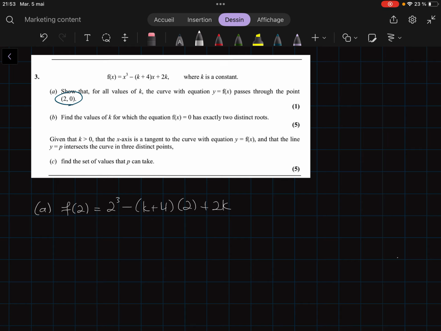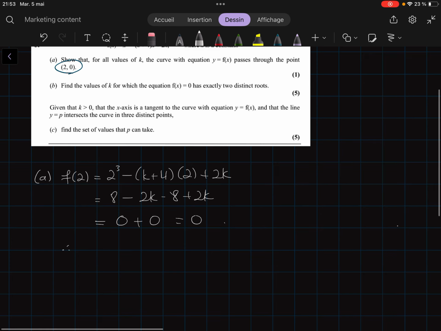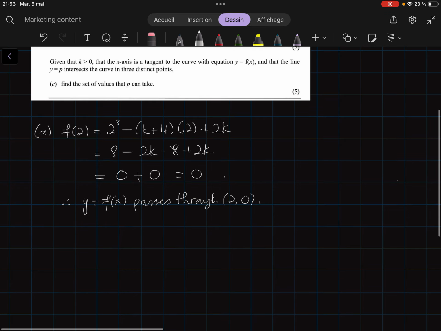Obviously, as this is a "show that" question, you have to make sure that every single step of your working out is clearly shown. Therefore, y equals f of x passes through (2, 0). Done. Part B.